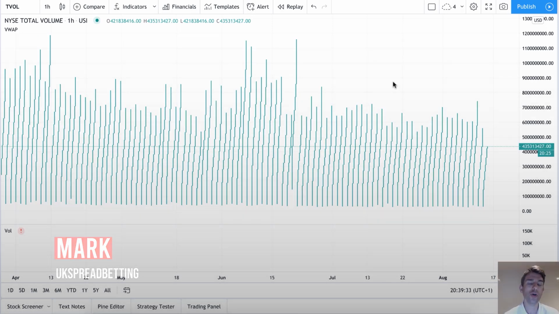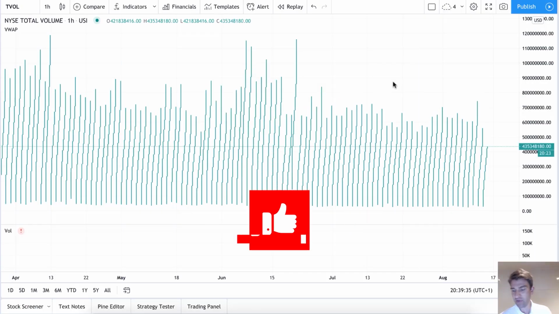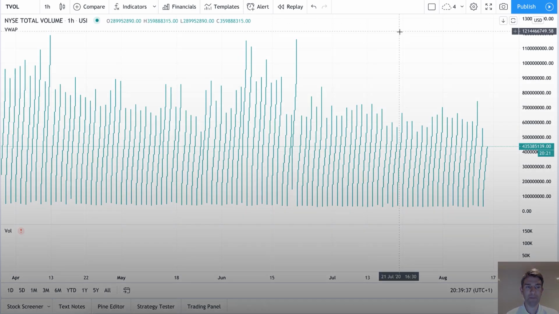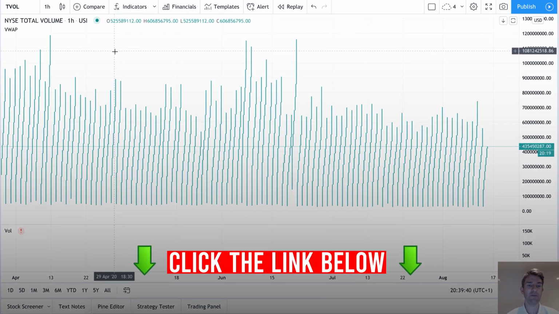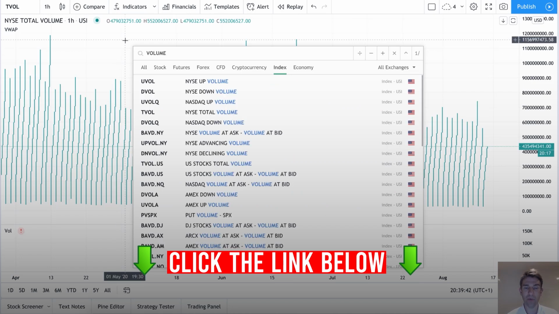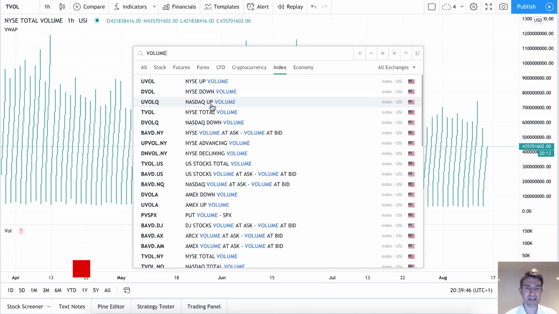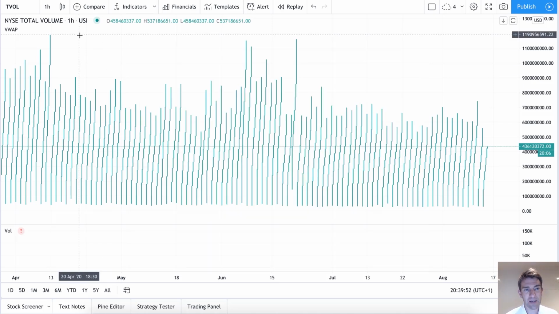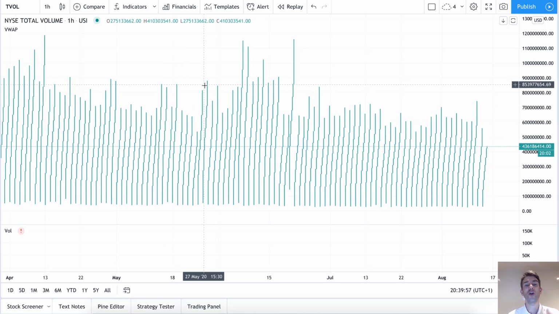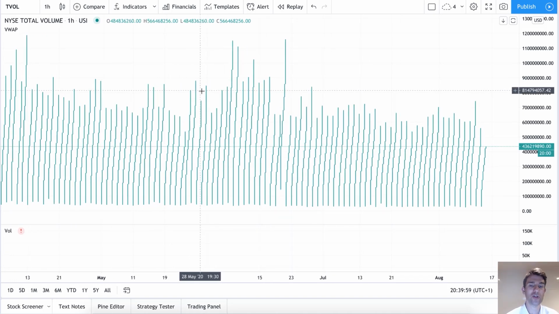Okay, so total volume. I've got TradingView here, and we can find total volume with the code TVOL. But if you go in and start to type volume and select index, you're going to get a few. You've got NYSE up, down, NASDAQ up, NYSE total, NASDAQ down, loads of stuff here. What I'm using in this example is TVOL, and that's total volume. So that is telling me the total volume traded on the New York Stock Exchange.